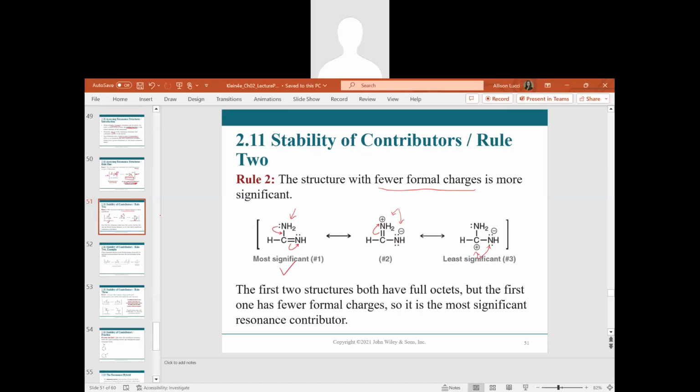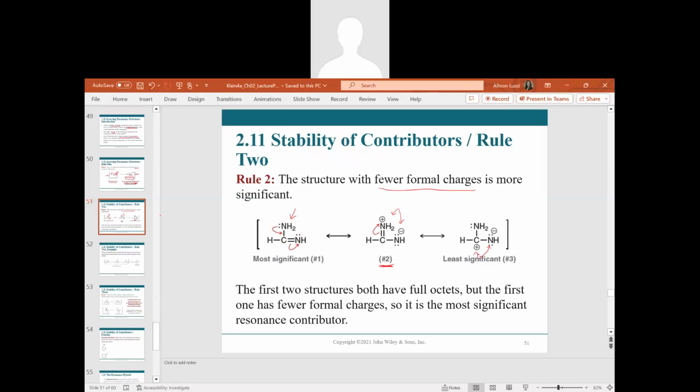And the first 2 structures then, we also want to always check for octets first. So we assume that we did that, but let's go back. The first structure, we have a full octet. We know carbon wants 4 bonds, nitrogen wants 3 bonds and 1 lone pair. All the hydrogens look good. So the first molecule is the most significant, not only because it has a full octet, but it has the least amount of formal charges.